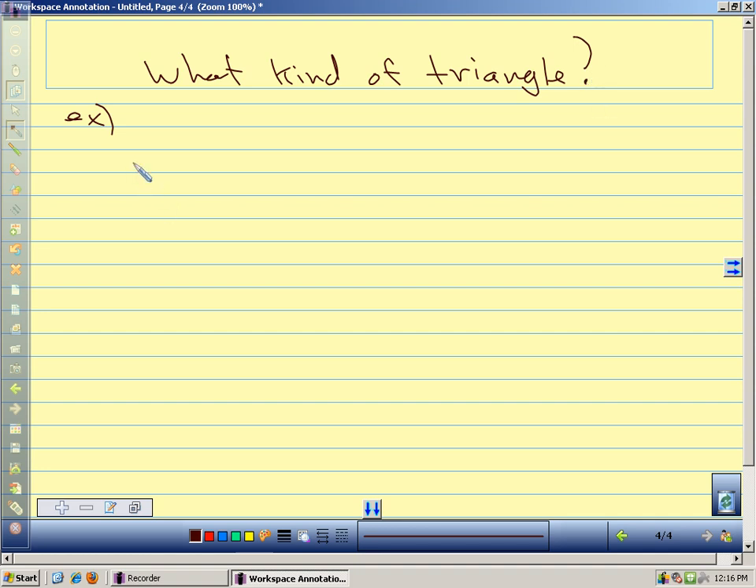So for the first one, we have sides 14, 7, and 9. And we want to figure out what kind of triangle. So let's label our sides. Which side of these three is going to be C? 14. The other two, it doesn't matter. I can call either one A or B. So here's C, A, and B.